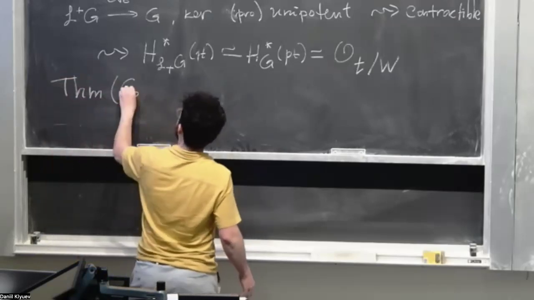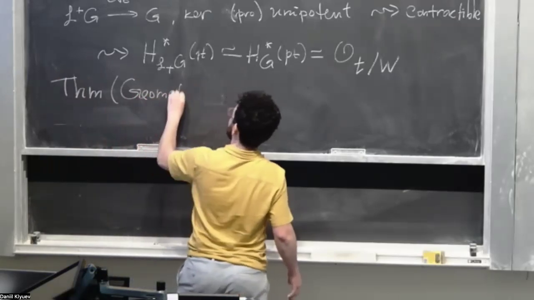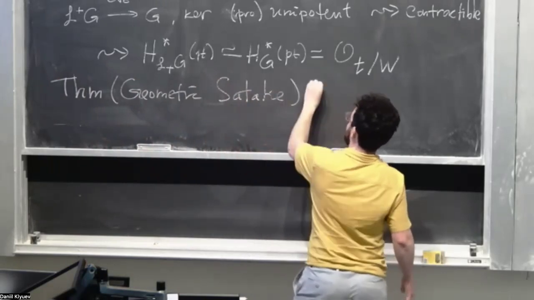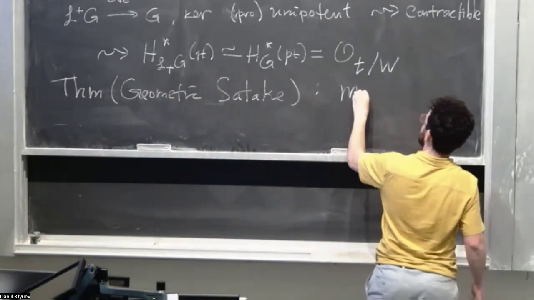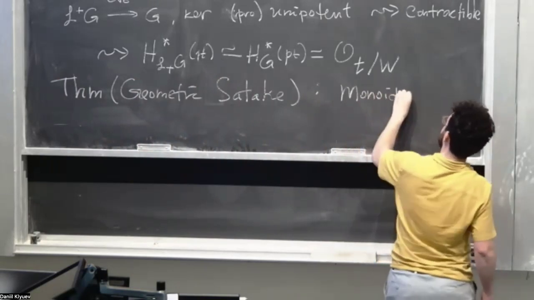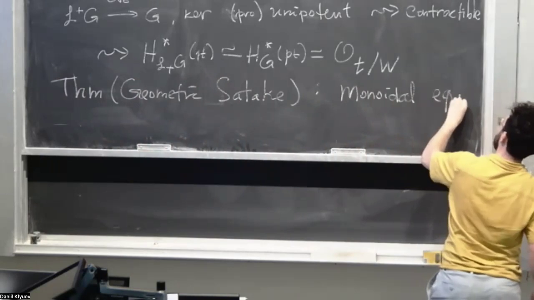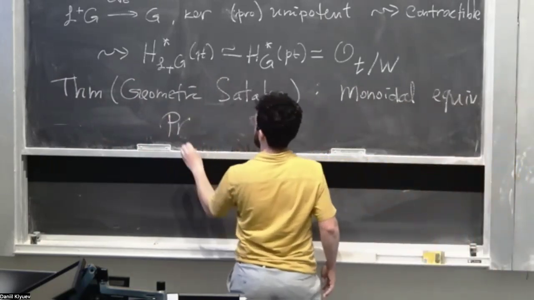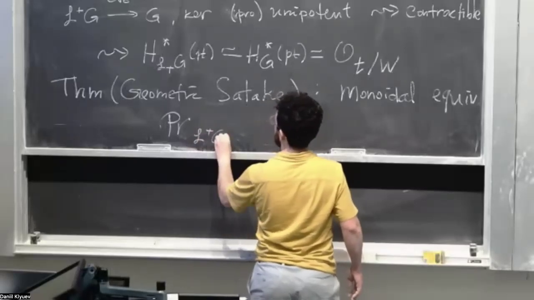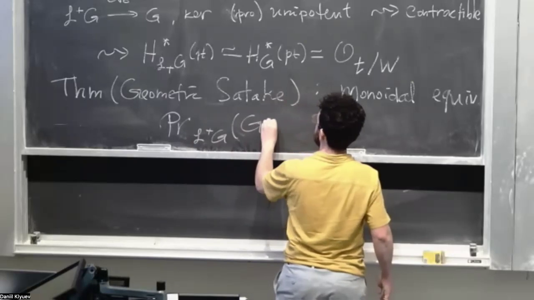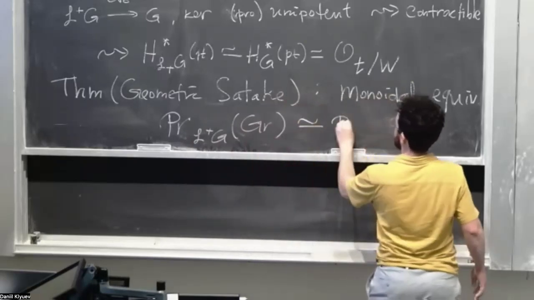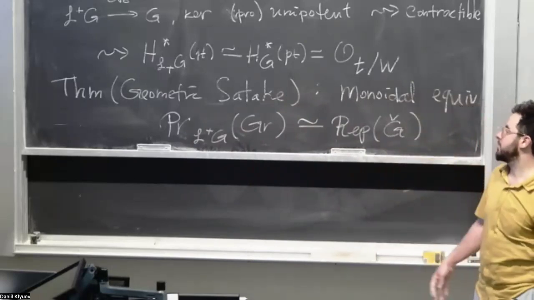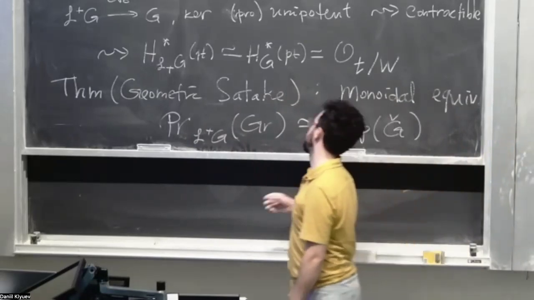Theorem. There is a monoidal equivalence between perverse sheaves that are L plus G equivariant on the Affine Grassmannian and representations of the Langlands dual group, so the group corresponding to the dual root data.